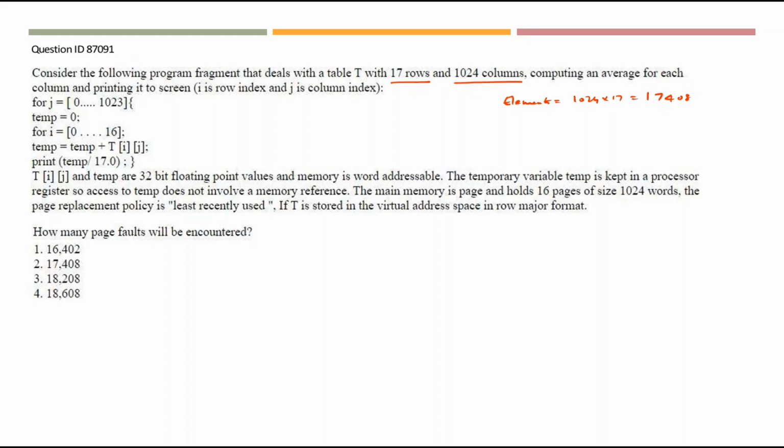Computing an average for each column and printing into screen. So they have given two for loops. One is counting rows and another is counting the columns. Since columns are given a number of 1024, the first loop mentioned here counts the columns and the second loop is counting the rows and it is printing to screen. I is row index as I have already told and J is column index. So what this program does is it is just starting with J loop.